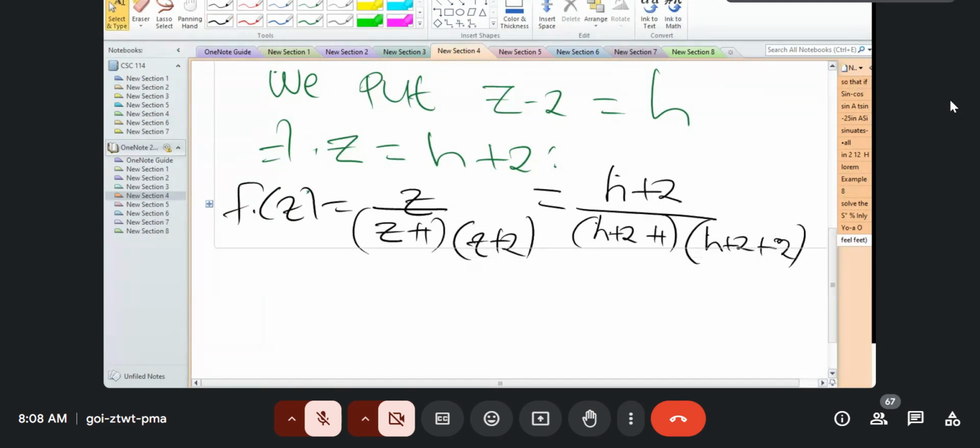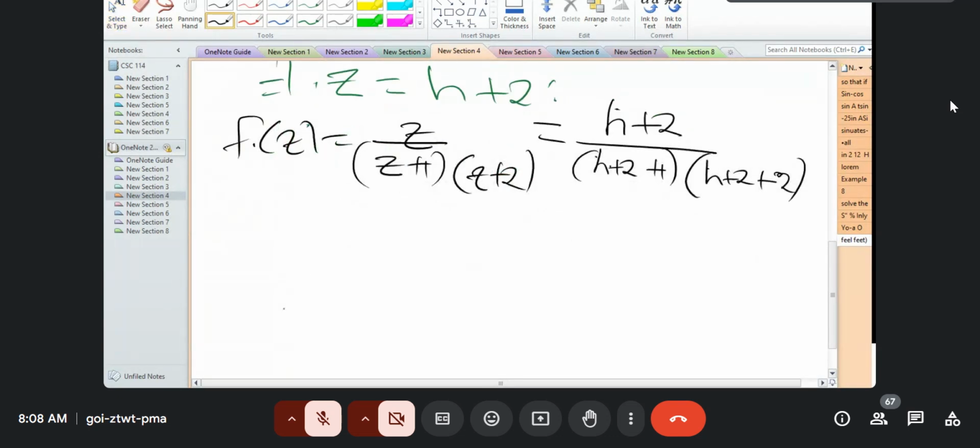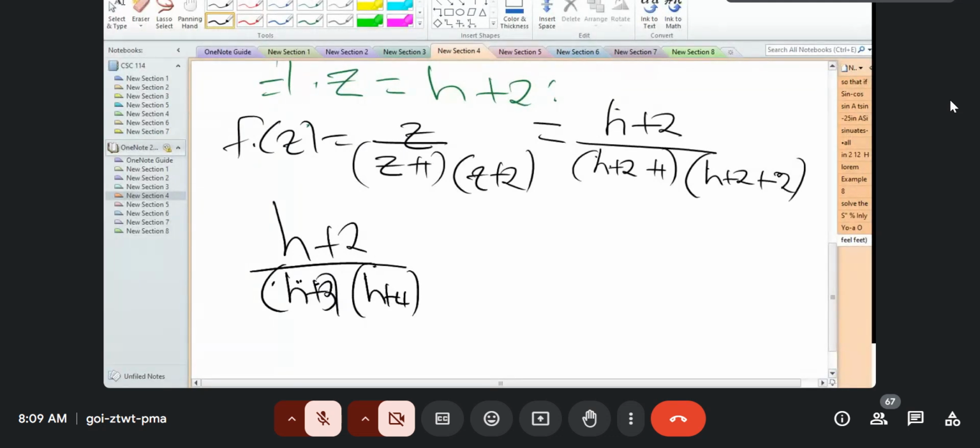We simplify the denominator. H plus 2 divided by h plus 2 plus 1. 2 plus 1 is 3. So we have h plus 3. The other bracket will have h plus 4. So this is our function.